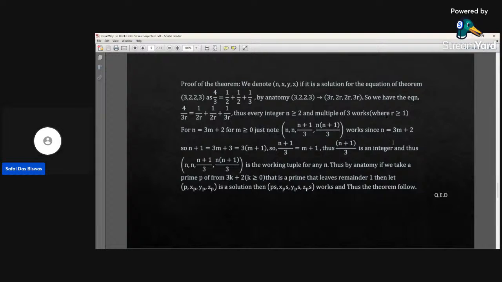Thus, this is the working tuple for every integer n of the form 3m plus 2. Not only primes, but every integer. Thus, we can restrict it to primes also. That means when 3m plus 2 is prime, right?